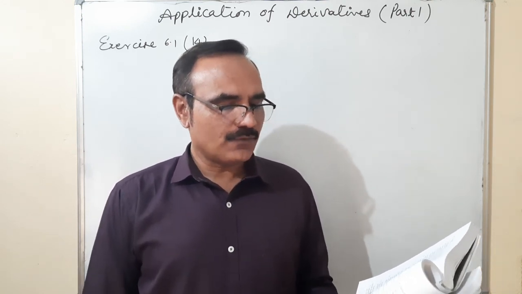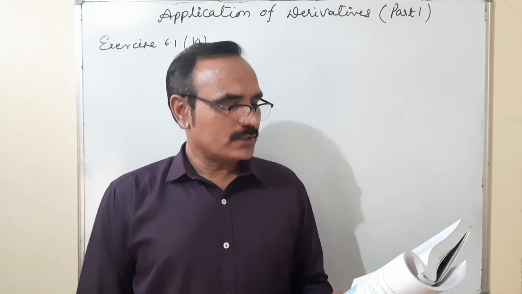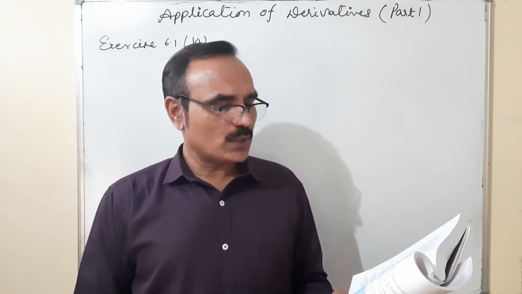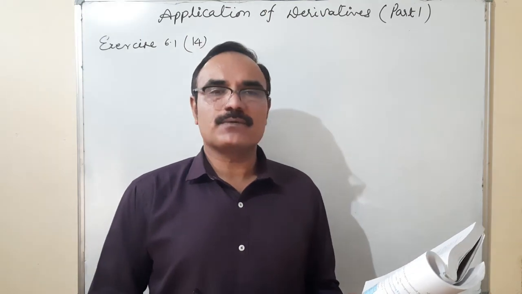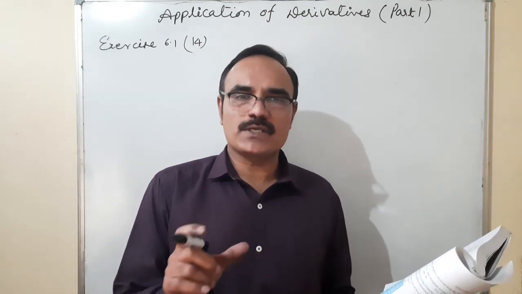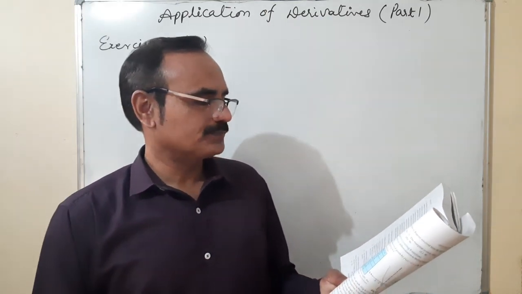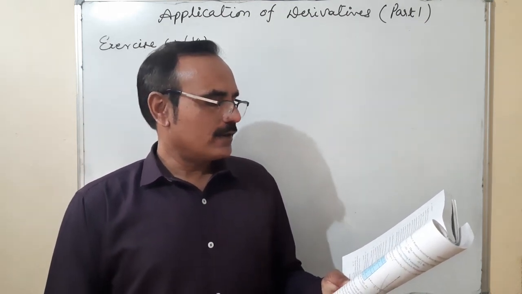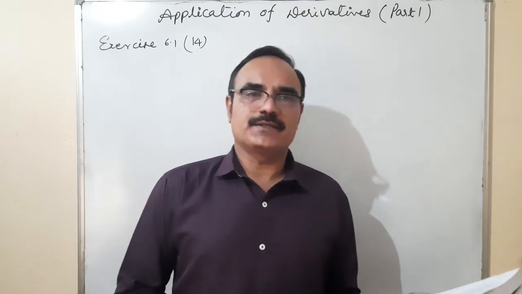The falling sand forms a cone on the ground in such a way that the height of the cone is always 1/6 of the radius of the base of the cone. How fast is the height of the sand cone increasing when the height is 4 centimeter?